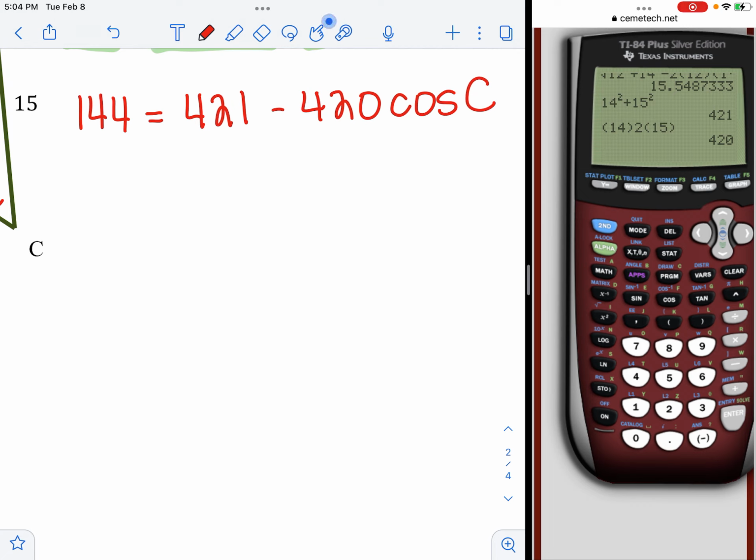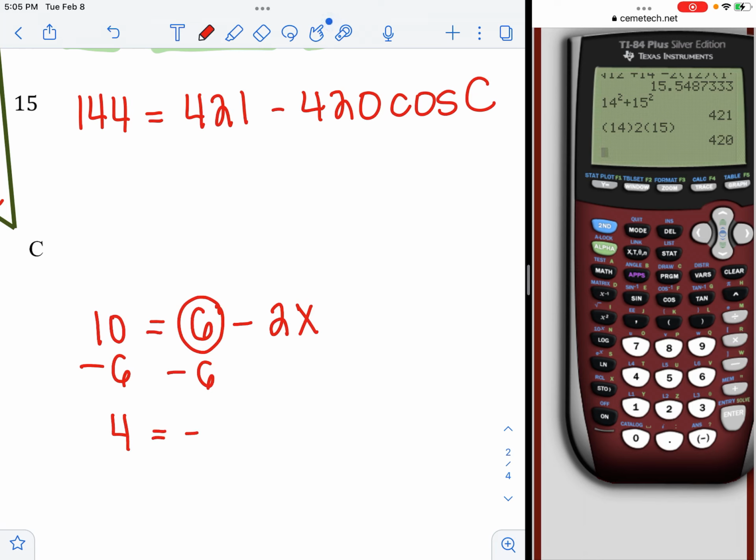I'm going to give you an easier algebra problem, and you tell me how to solve it. 10 equals 6 minus 2x. If I said solve that equation, and I said what's the first thing I have to do, would anyone say do 6 minus 2? Hopefully not, because that's not what you do. I need to get rid of this 6 by subtracting 6 from both sides. I'll have 4 equals negative 2x, because those cancel. And then I would divide by negative 2 to get x by itself, and I get x equals negative 2.